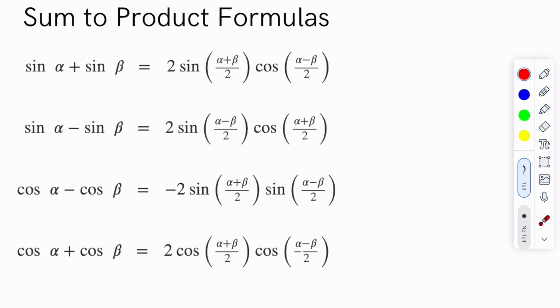Alright, so here we've got the inverse scenario. Here we've got sum to product. It's basically the inverse of the other equations. Well, actually not quite, but just don't get them mixed up. Basically we've got sine alpha, sine beta.